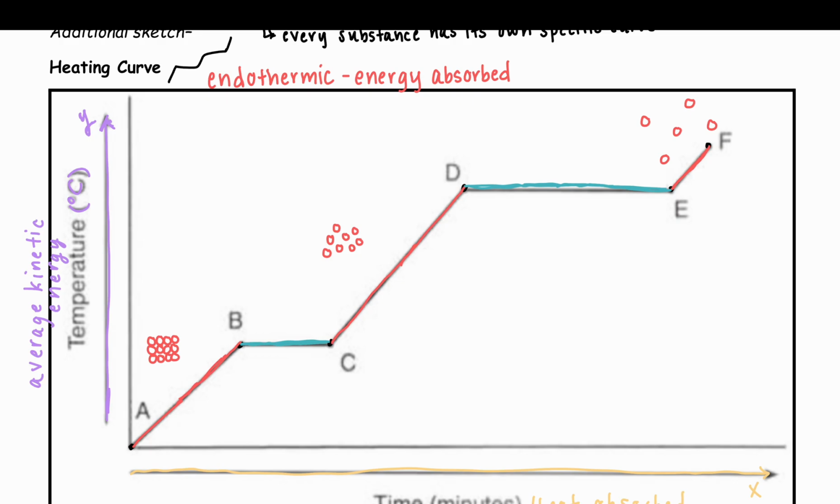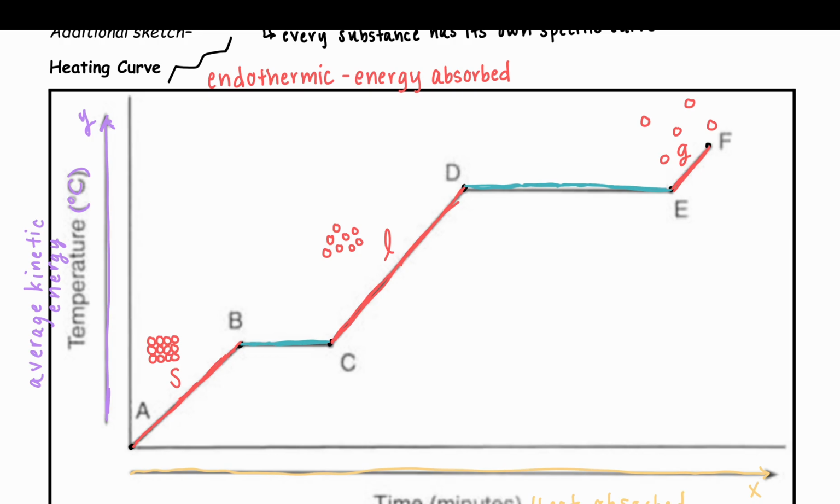Okay, so all of these increasing lines, what I have highlighted in red right now, A to B, C to D, and E to F, these increasing line segments represent the three phases of matter. A to B represents a solid. C to D will represent a liquid. And E to F will represent a gas. Essentially, the particles get farther and farther away from each other in a substance as kinetic energy or the temperature is increasing.